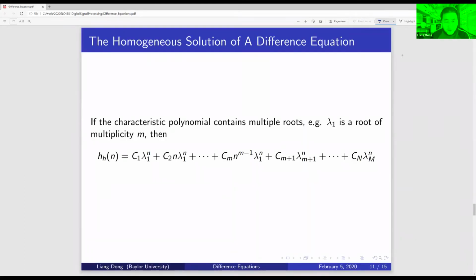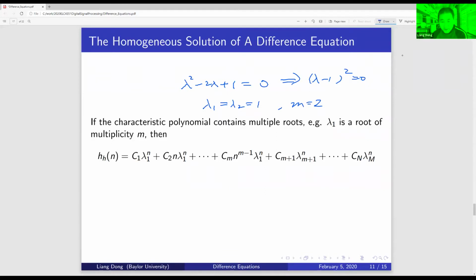In a special case, if the characteristic polynomial contains multiple roots, suppose my polynomial ends up as lambda squared subtract 2 lambda plus 1 equal to 0, then I know my two roots are lambda 1 equal to lambda 2 equal to 1, because this gives me lambda subtract 1 squared equal to 0. And those two are not distinct, they have a multiplicity. This is one root of multiplicity m equal to 2.